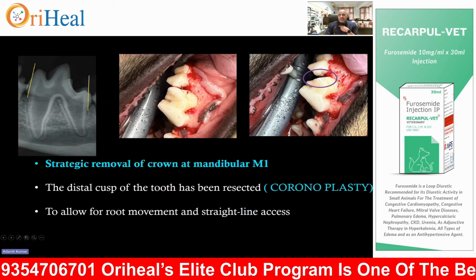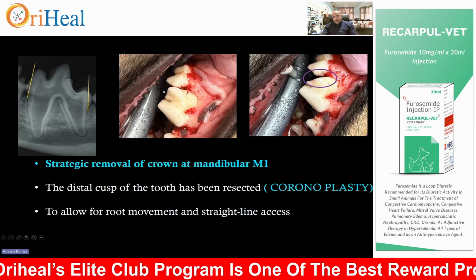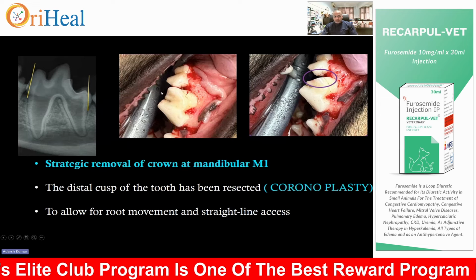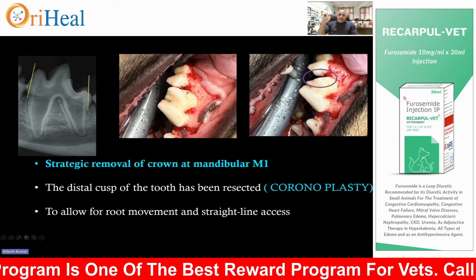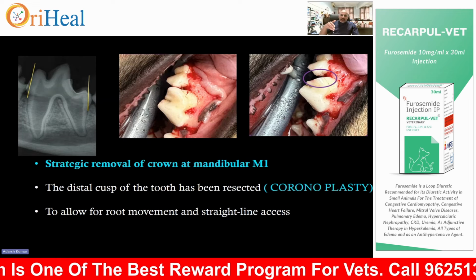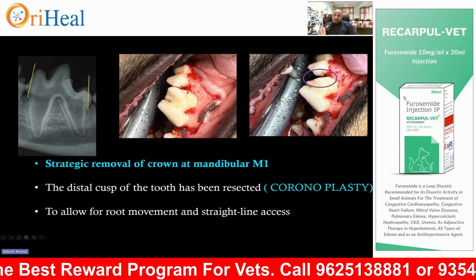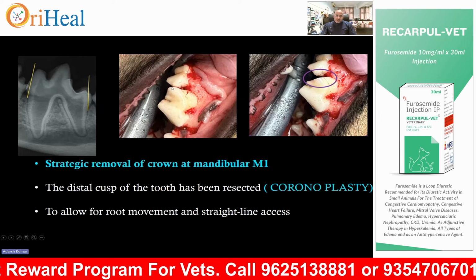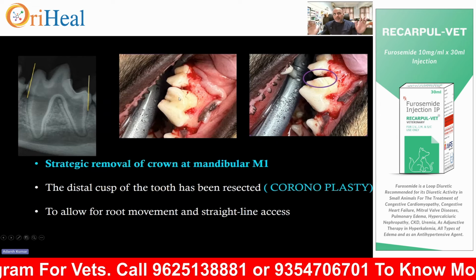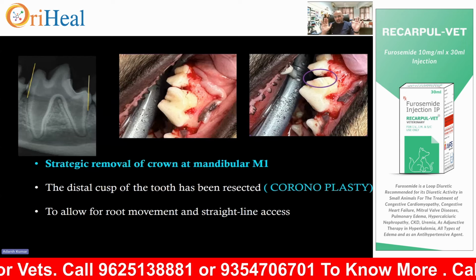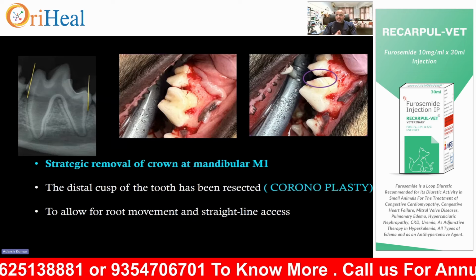Now, this whole process is known as coronoplasty. You have cut this much of the crown here, this much of the crown here, to create a space for the dental luxator to go inside the periodontal ligament space. Otherwise, if you keep on struggling from here, this tooth, either this one or this one, is going to break, or the root is going to break. Okay, so this is a strategic removal of the crown to have straight line access to the periodontal ligament.